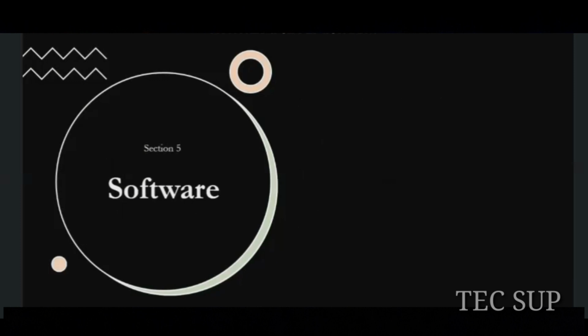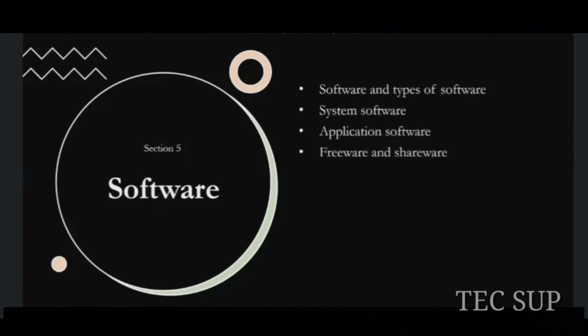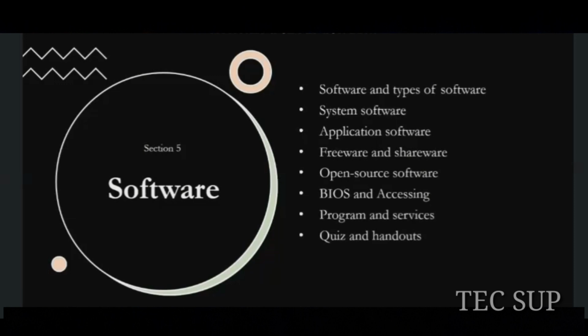Then moving to section 5, which will be the software and different type of software, system software, application software, freeware and shareware, open source software, BIOS and accessing the BIOS, program and services. So everything that you talk about, there are so many things you probably heard about software. Hey, is this a free software? We'll talk everything in this section.